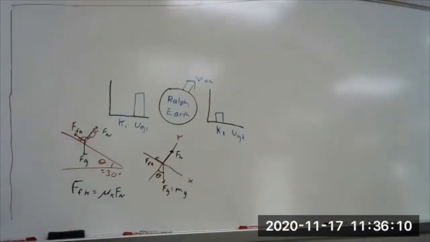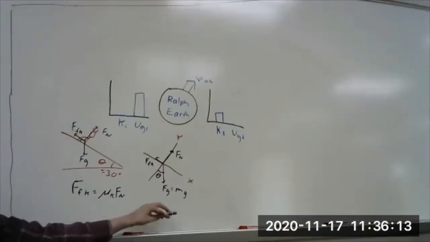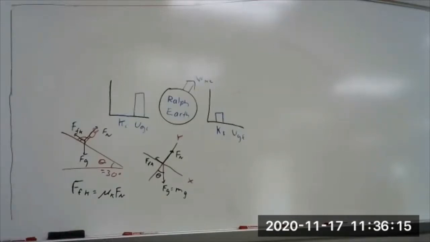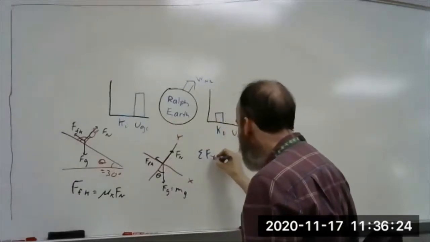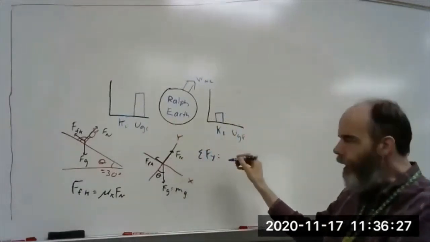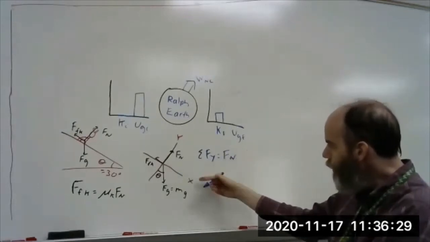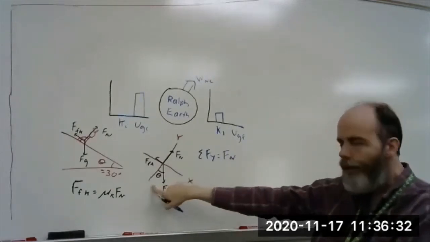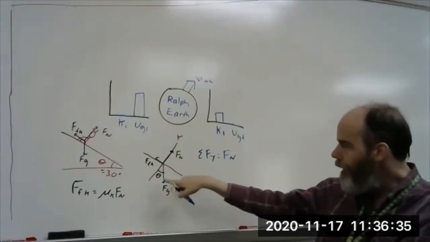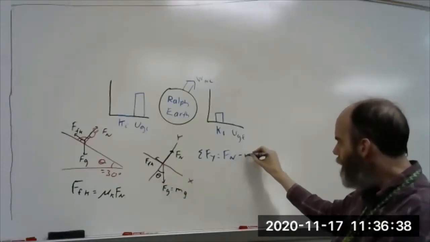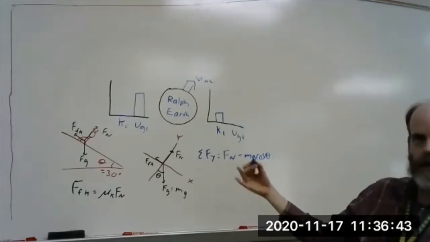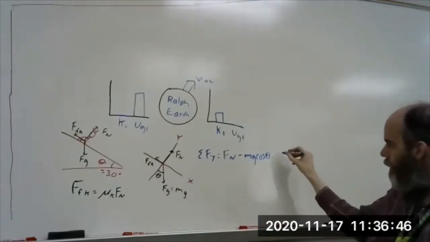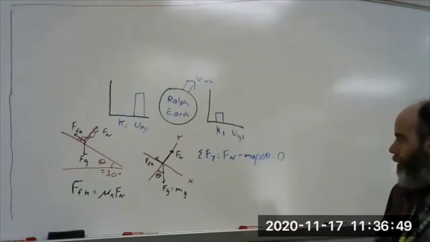So we need to find the normal force. Here's how you find the normal force. You need to apply Newton's second law of motion in the y direction. So let's do that. Sum of forces in the y direction. We got Fn going up. Then going down is a component of gravity along the y-axis, which is mg cos theta. So minus mg cos theta. This thing is not accelerating in the y direction. So acceleration is 0, so the right side here is 0.